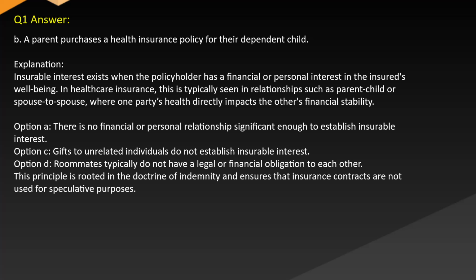Explanation. Insurable interest exists when the policyholder has a financial or personal interest in the insured's well-being. In healthcare insurance, this is typically seen in relationships such as parent-child or spouse-to-spouse where one party's health directly impacts the other's financial stability. Option A. There is no financial or personal relationship significant enough to establish insurable interest.